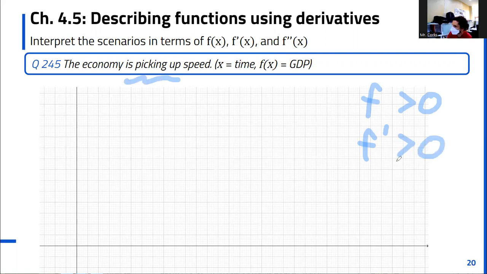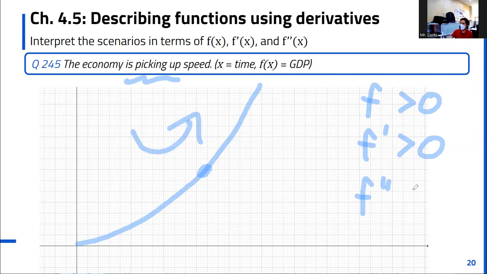And then also the rate of growth. The rate of growth is picking up speed. So it was increasing at one speed yesterday or last year, but now it's increasing at an even greater rate. So let's exaggerate that a little bit more, something like this. At this point here, our second derivative, this is a curving up, concave up interval, so the second derivative is also greater than 0.